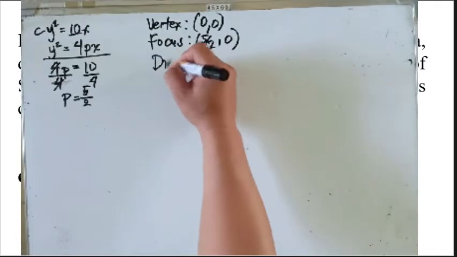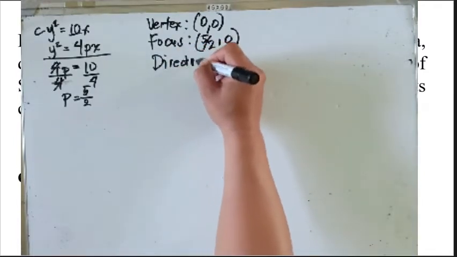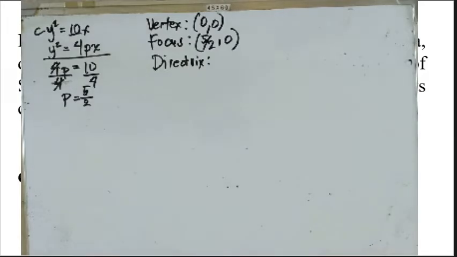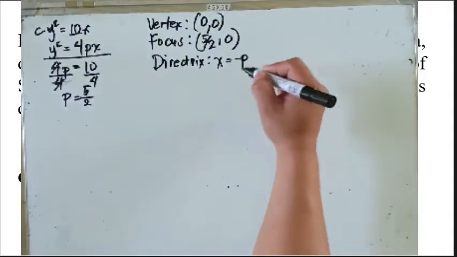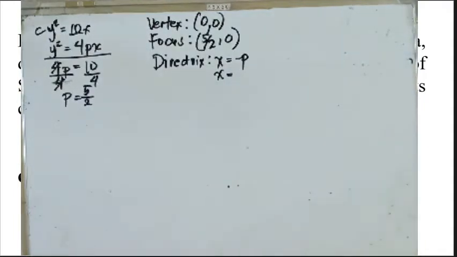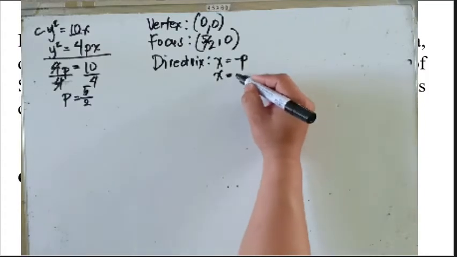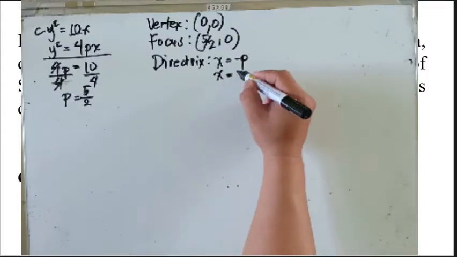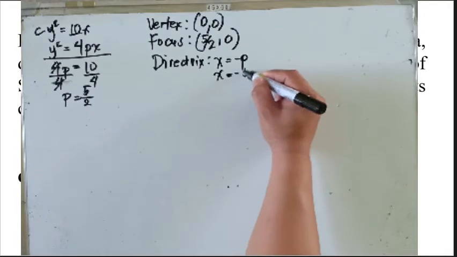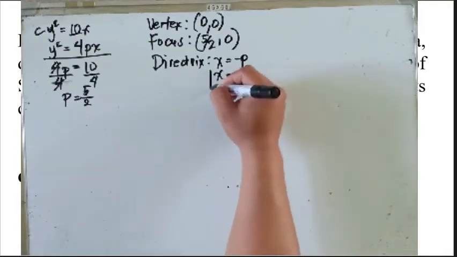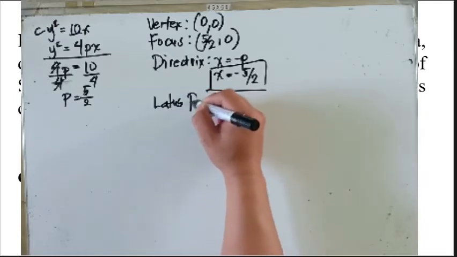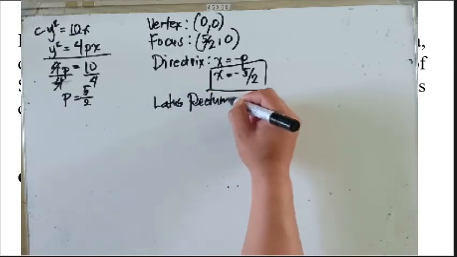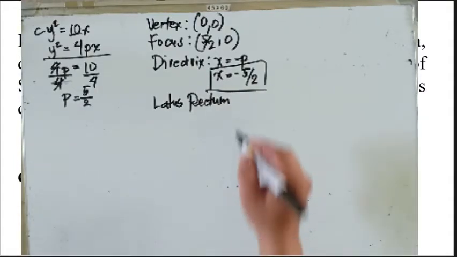Okay. The third feature we need to get is the equation of the directrix. We have the formula x is equal to negative p. Therefore, the equation of your directrix is x equals negative 5 halves. Now, how about the endpoints of the latus rectum?